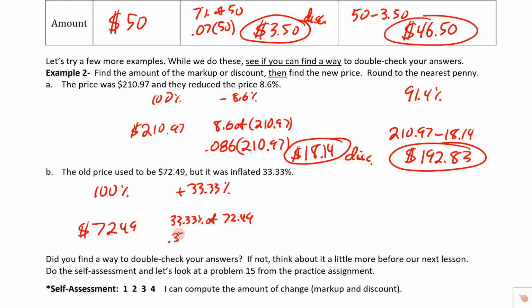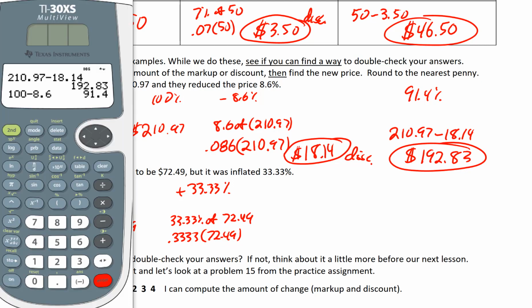So 0.3333, move it over 2 places. Okay, and then we're going to multiply that by $72.49. So again, grab the calculator. We're going to do 0.3333, so 4 threes here for accuracy. And then we're going to times that by 72.49. And we end up with $24.16 and a little bit more.